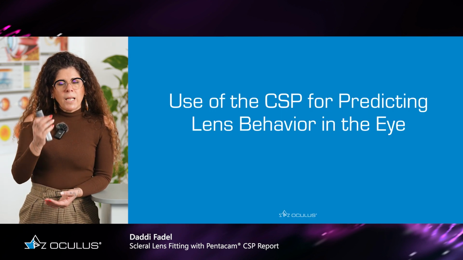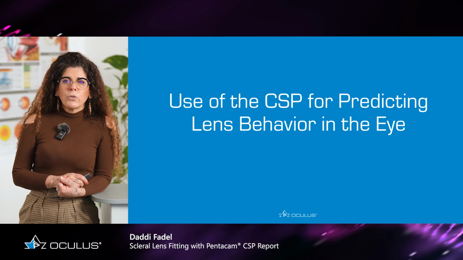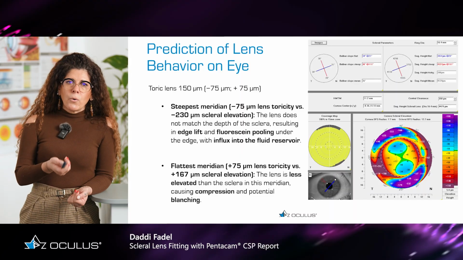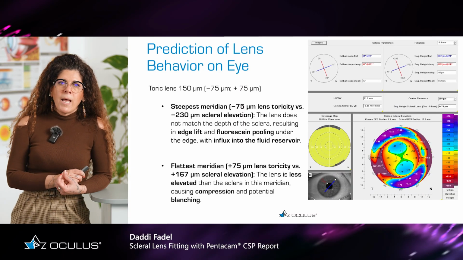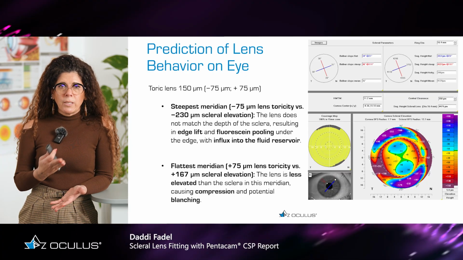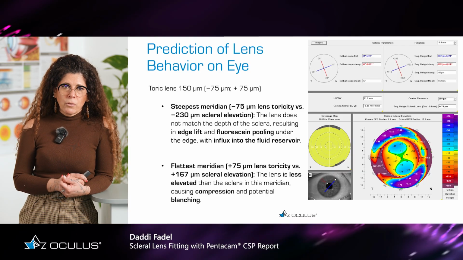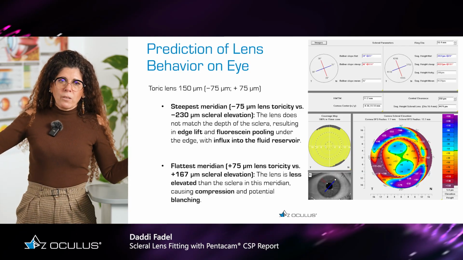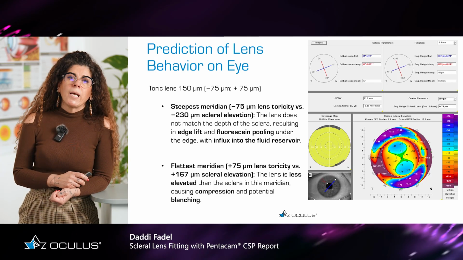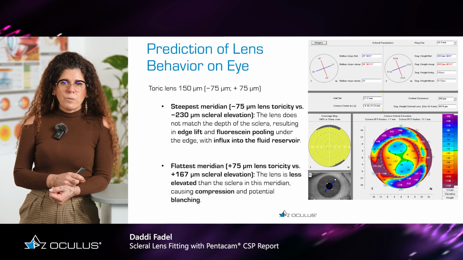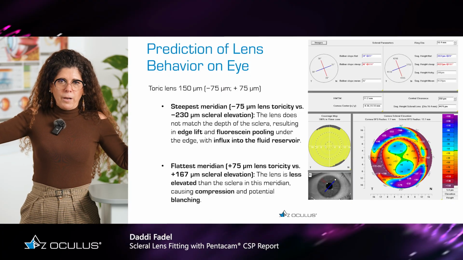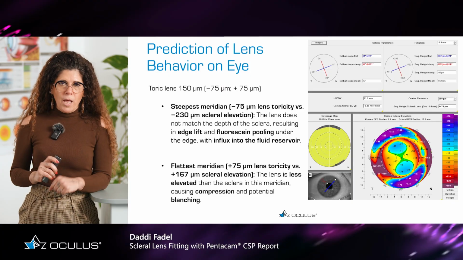Now, by understanding the scleral shape, you can also predict how the lenses in your trial set will behave on the eye. In this case, we saw that we have scleral toricity, and we already determined its distribution. We have minus 230 microns in the vertical meridian and plus 167 microns in the horizontal meridian. You are applying a lens that is toric, with a toricity of 150 microns, which means that you have minus 75 and plus 75 microns. How would this lens behave on the eye?